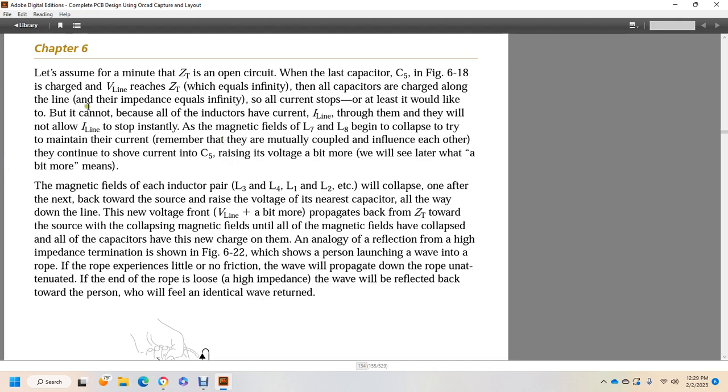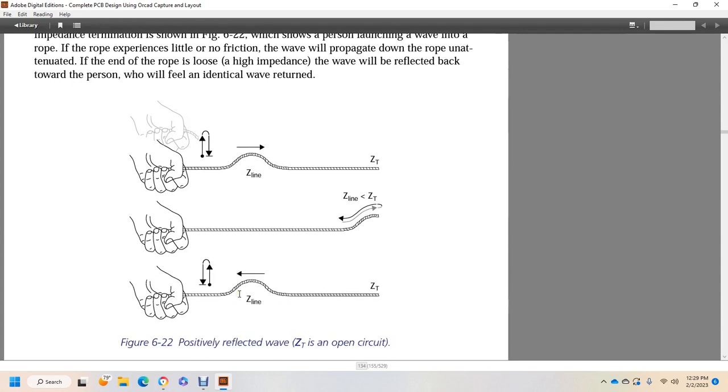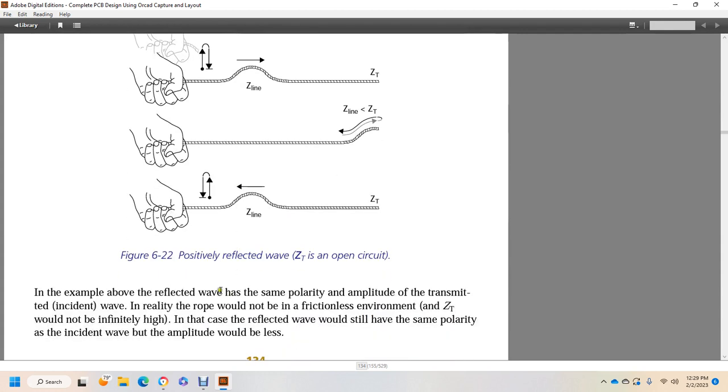An analog of the reflection from the high-impedance termination, shown in figure 6.2, is a person launching a wave into a rope. The rope experiences little to no friction. The wave propagates down the rope unimpeded. The end of the rope is free to move, so the wave is reflected back, and the person will feel an identical wave return. This is an example of a reflected wave with the same polarity and amplitude as the transmitted wave.